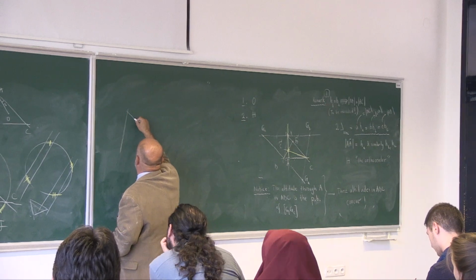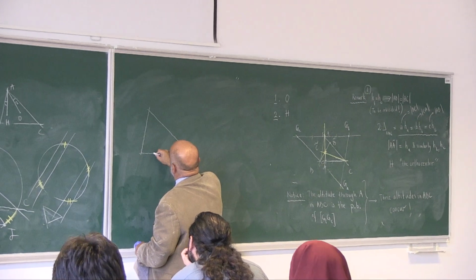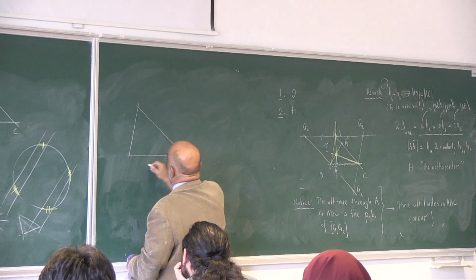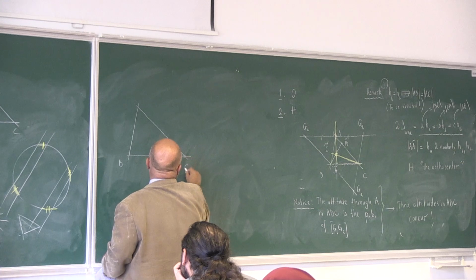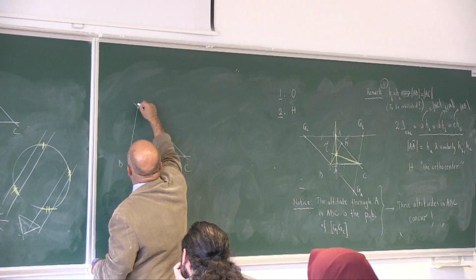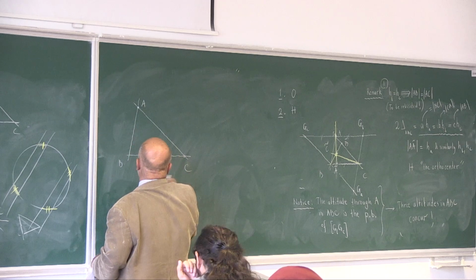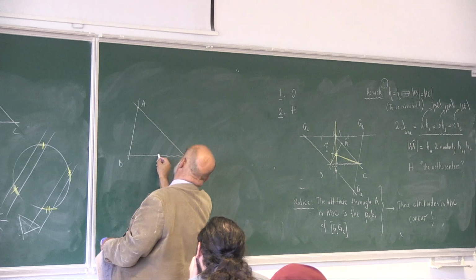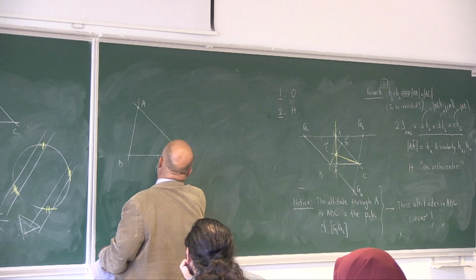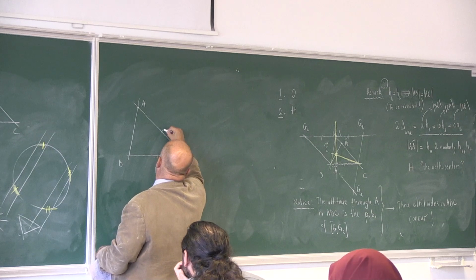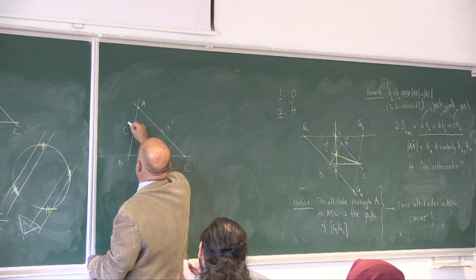And let us look at the medians. Well, they are simply the lines that connect each vertex to the midpoint of the opposite side, so to speak. Okay, so Nadia, what was our notation? The midpoint of BC was denoted by A prime. The midpoint of CA was denoted by B prime. And the midpoint of AB is denoted by C prime. Good.